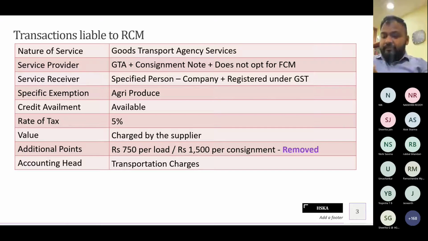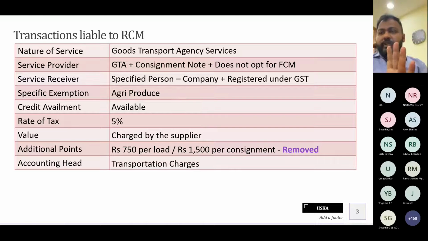So let's take an example. Let's continue our example. I am a company situated in Bangalore. I have a customer who is also a company situated in Chennai. I hire, say, VRL Transport for movement of goods from Bangalore to Chennai, and he gives me a consignment note. As per the terms of the agreement, I am required to make payment to the transporter.